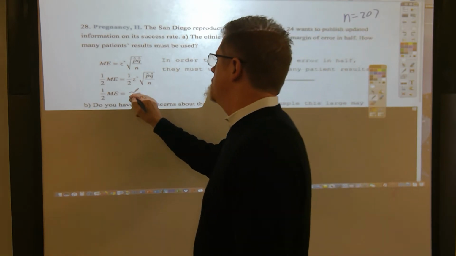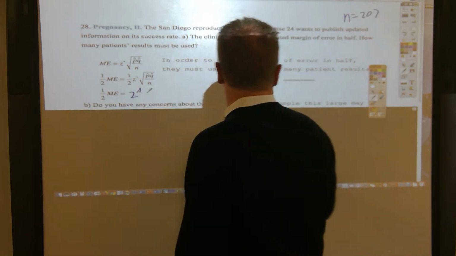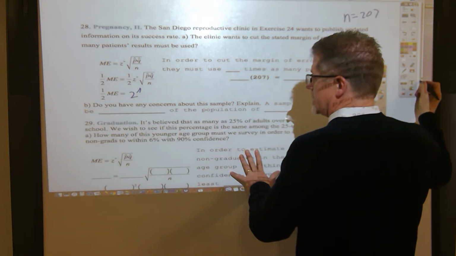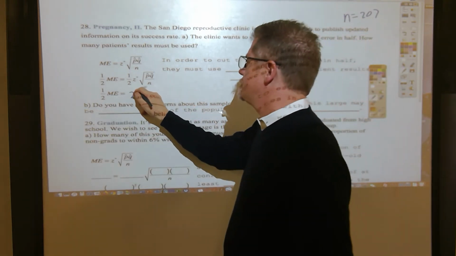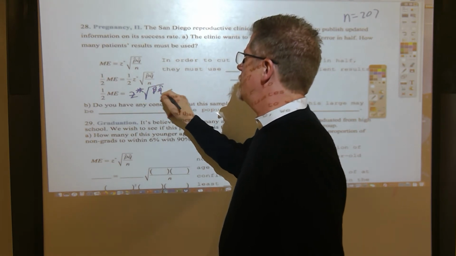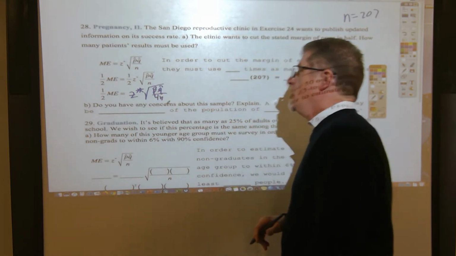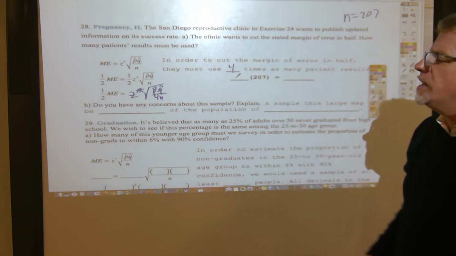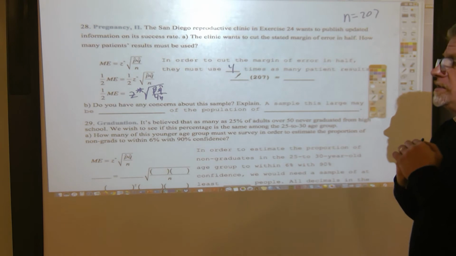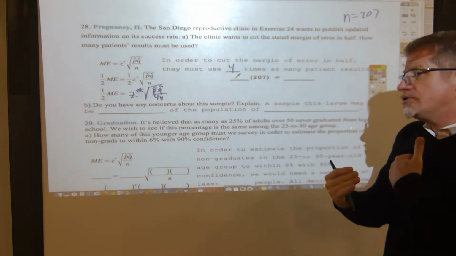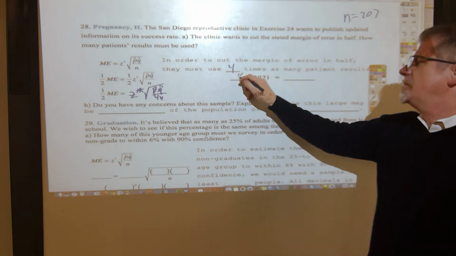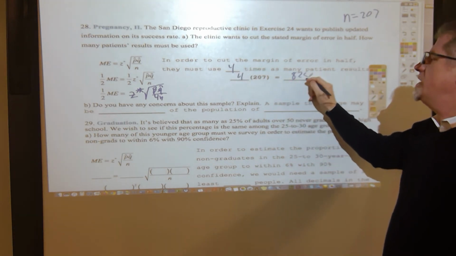So it's going to be z star times the square root of p hat q hat over 4n, which means, if you want to cut your margin of error in half, which is impressive and will increase your reputation as a researcher, you've got to have 4 times as many people. You've got to have 828 patients.